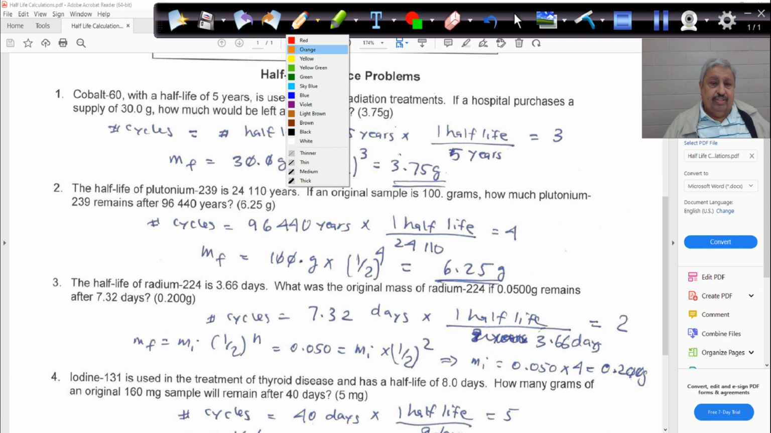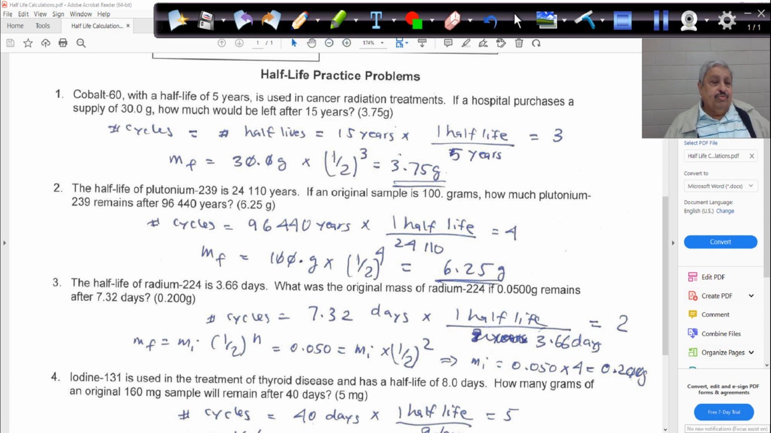First one. Let's look at the first one. You have cobalt-60. Half-life, how many? 5 years. It is used in cancer radiation treatment. If a hospital purchases a 30-gram supply, how much would be left after 15 years? Out of this, 3.75 grams.